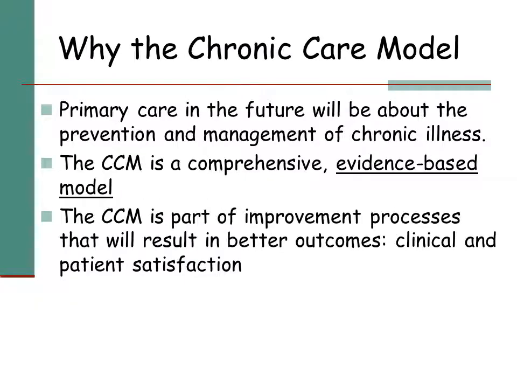The reason the chronic care model is so important, particularly to this project, is because not only is this project focused on chronic illness, particularly heart disease and diabetes, but really in the future primary care is going to be a lot about both the prevention and management of chronic illness. And the chronic care model is really the only comprehensive evidence-based model that is out there that really helps you to approach quality improvement and chronic illness care together. And it's an important part of the quality improvement process, and it results when used properly in better clinical outcomes and higher patient satisfaction.